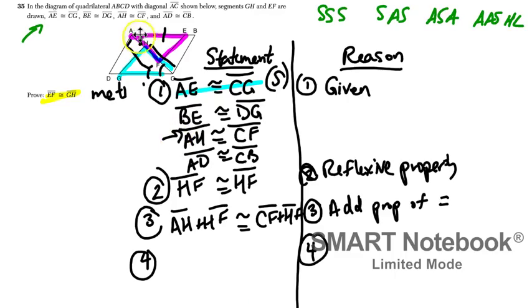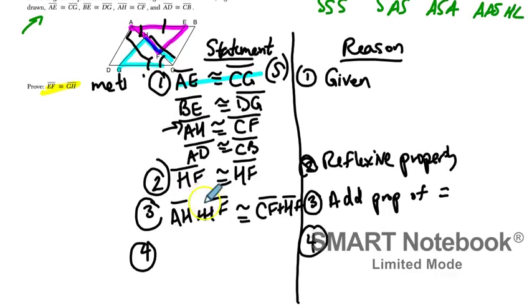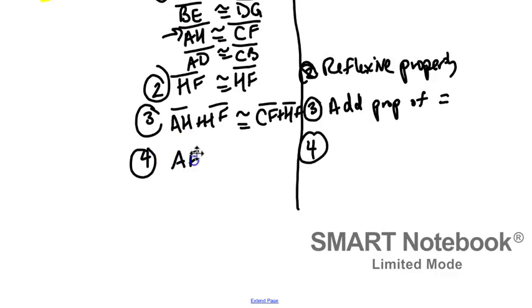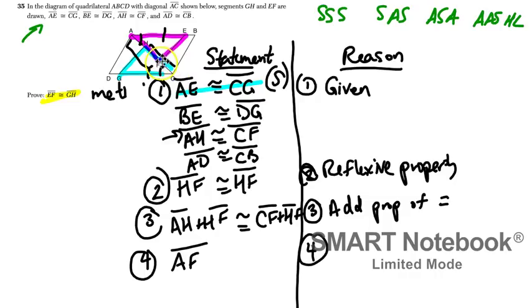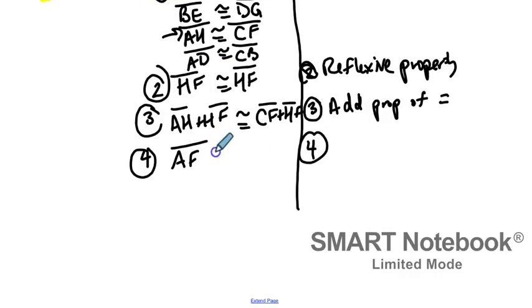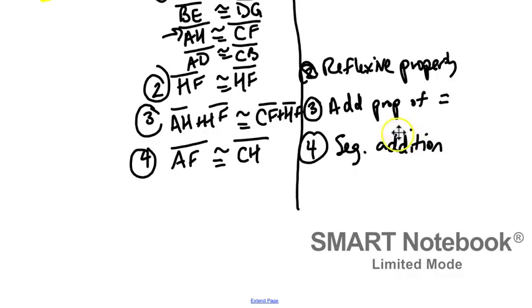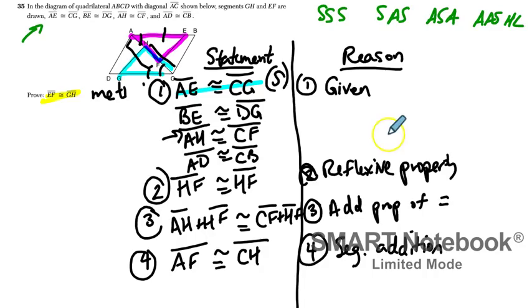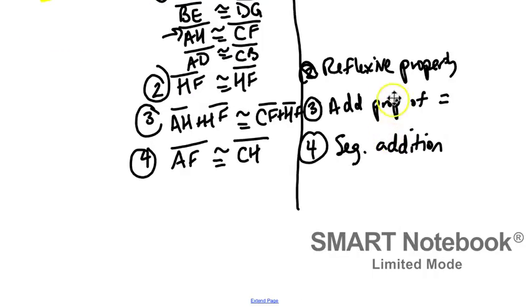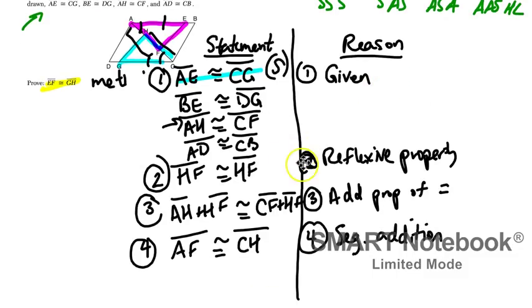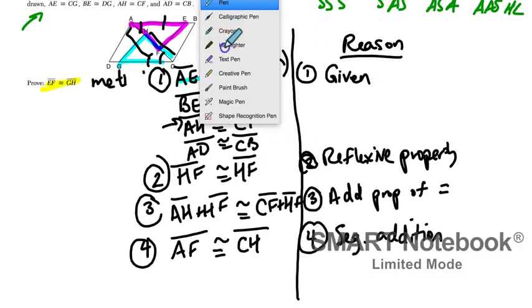And AH plus HF is the same thing as segment AF. CF plus HF is the same thing as segment CH. So that means that AF is congruent to segment CH, and that comes from segment addition. All right. This is my second pair of sides I was looking for.